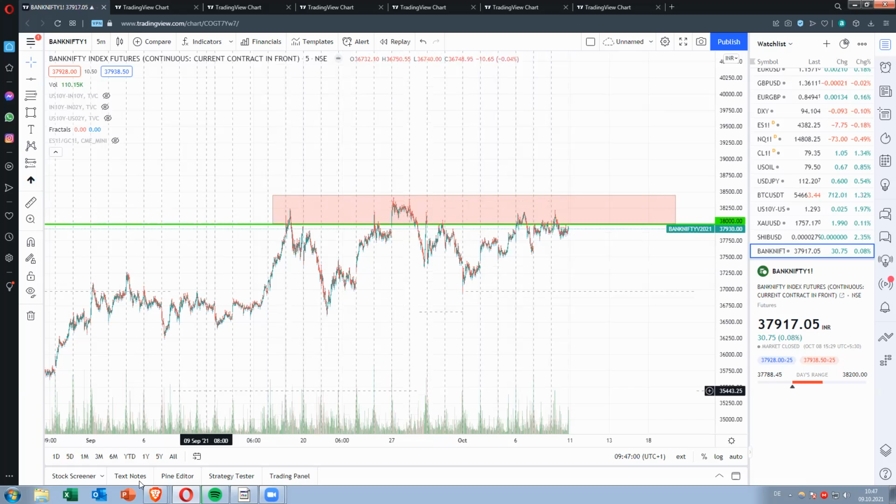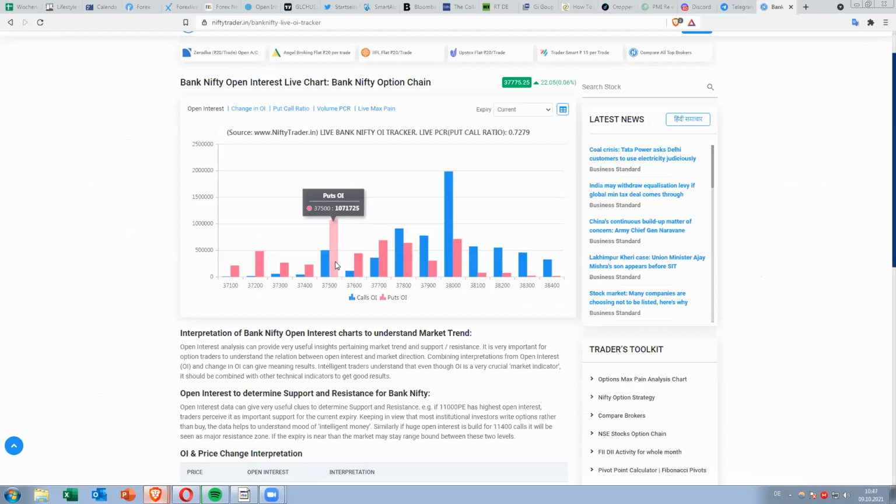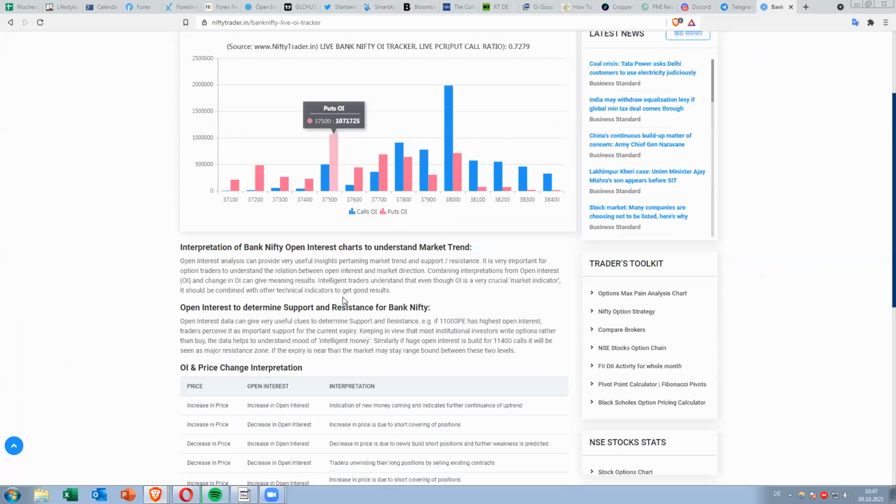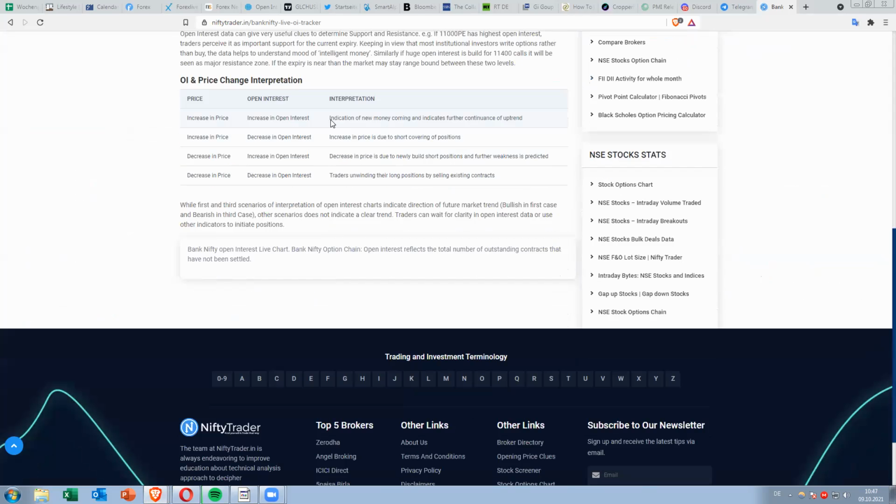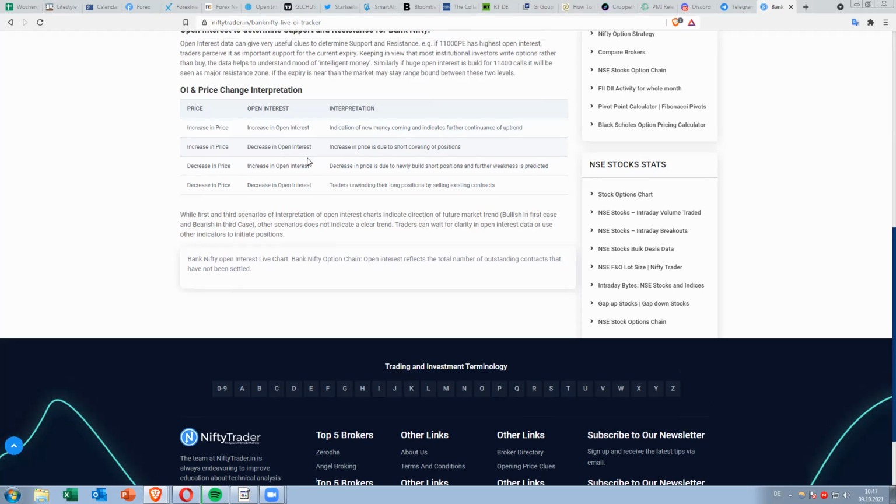Then you need to have another level, which is here, the puts. These are the calls; the calls are actually the buyers, the hedgers, and puts are short. So you look, for example, at an increase in price with an increase in open interest, an indication of new money coming in. But increase in price with a decrease in open interest is due to short covering of positions.